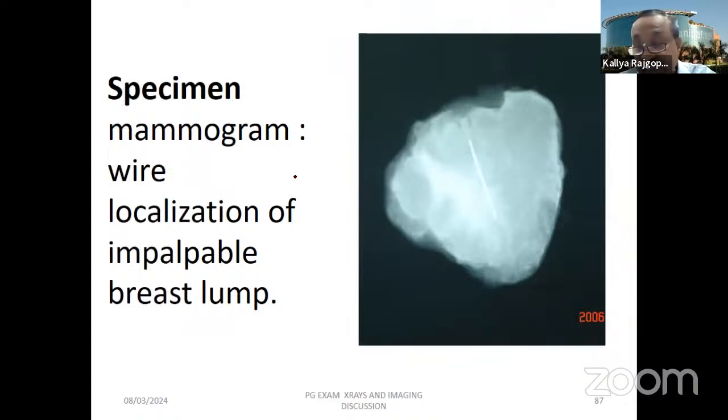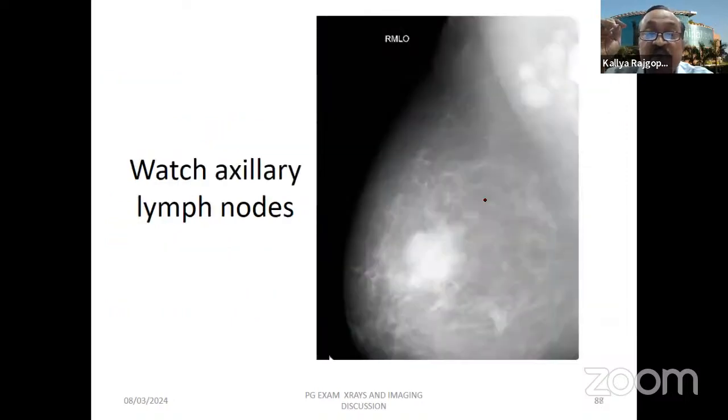So these are the three types. The idea is to know that you have done a wire localization for an impalpable lump, and you have taken the patient to the operation theater and excised the lump. Obviously this is the specimen, and you take a specimen mammogram to get an idea that whatever you have removed is there with that needle or with the wire. And this, of course, will be sent to the pathology. So these are the important types of the mammogram.